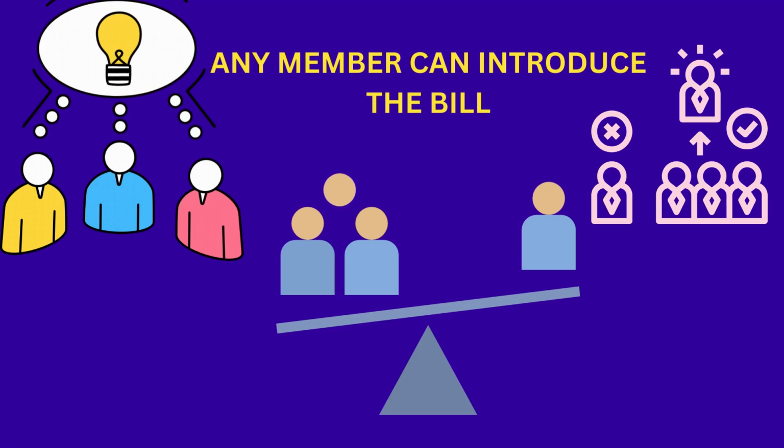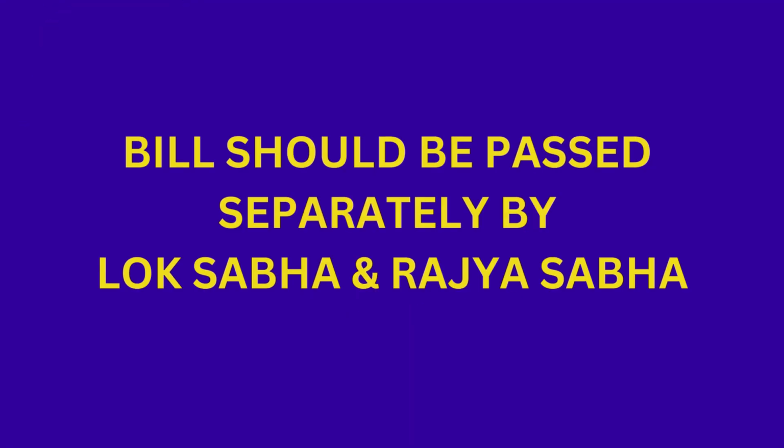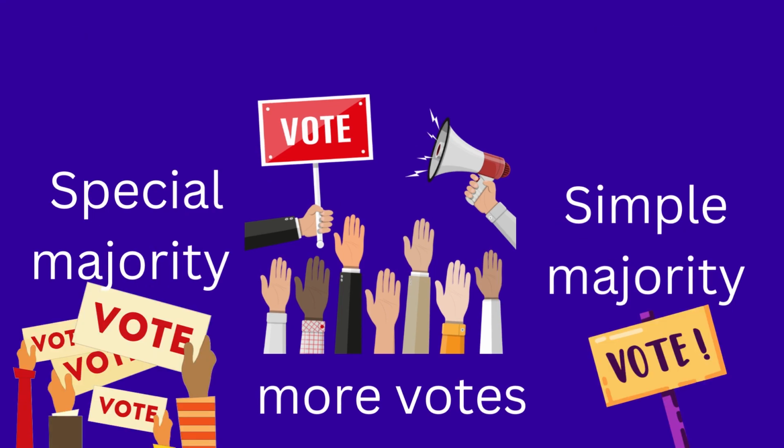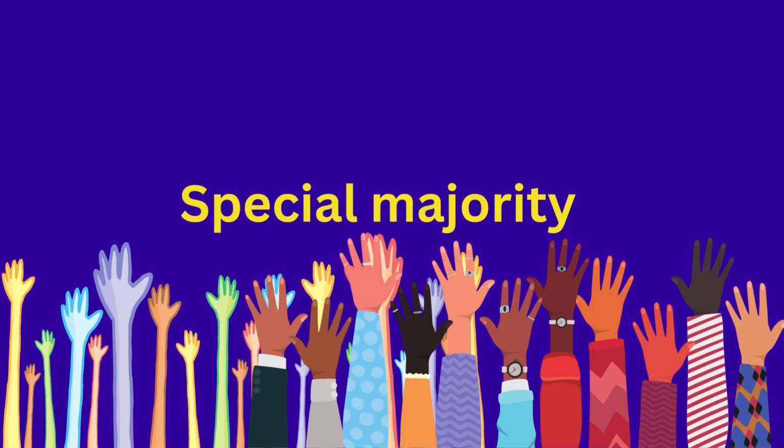The bill should be passed separately by Lok Sabha and separately by Rajya Sabha. There is no provision for a joint sitting of houses for voting purposes. Number 4 is the condition on the number of votes that are needed to pass the bill. This is the most critical part of it. Here there are twofold conditions.